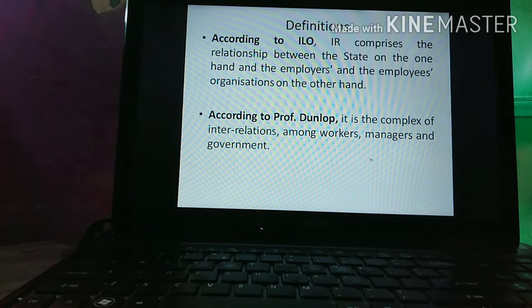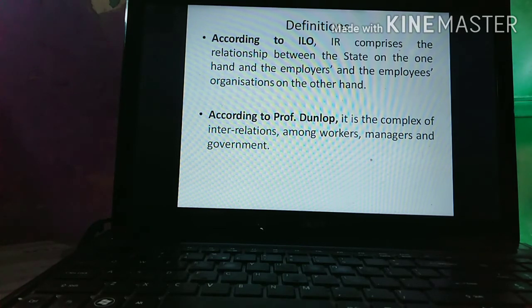The next definition is according to Professor Dunlop: it is the complex of interrelations among workers, managers and government. In this definition, there is a term, that is, complex of interrelations among workers, managers and government. Why is the relationship between the managers, workers and government complex?